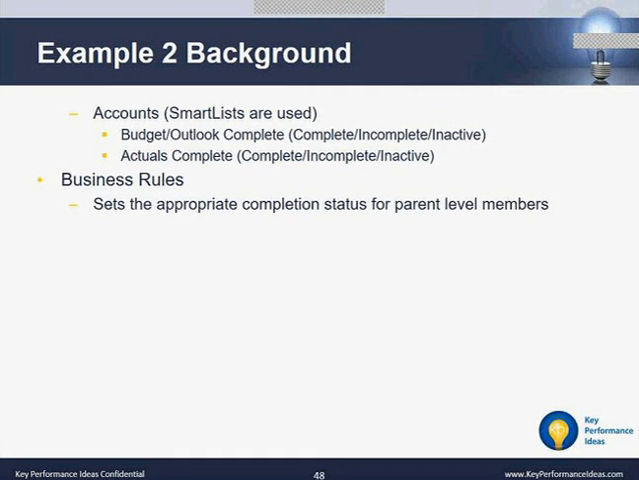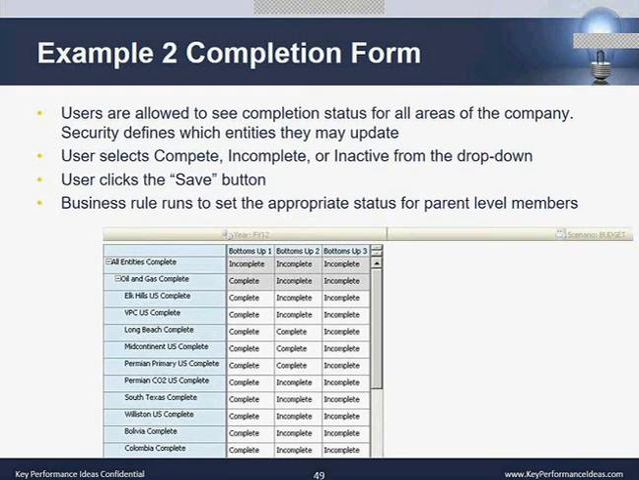Again, we had some smart lists to show whether the budget or actuals were complete or incomplete, and a business rule to set the completion status for the parent level members within their hierarchy. So users were allowed to see the completion status for all areas of the company, and the security would define which entities they could update. So when you had multiple people in the form, they would not stomp on each other's data because they would only have access to one division.